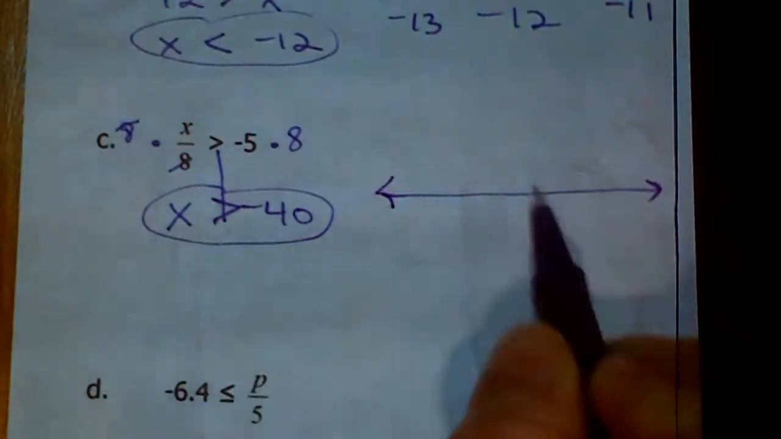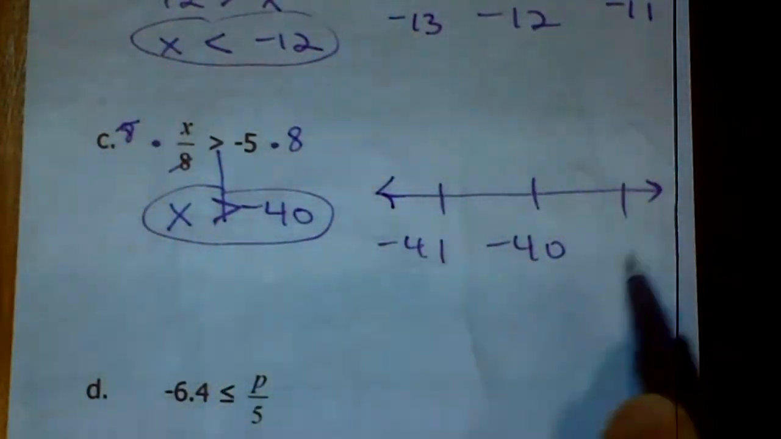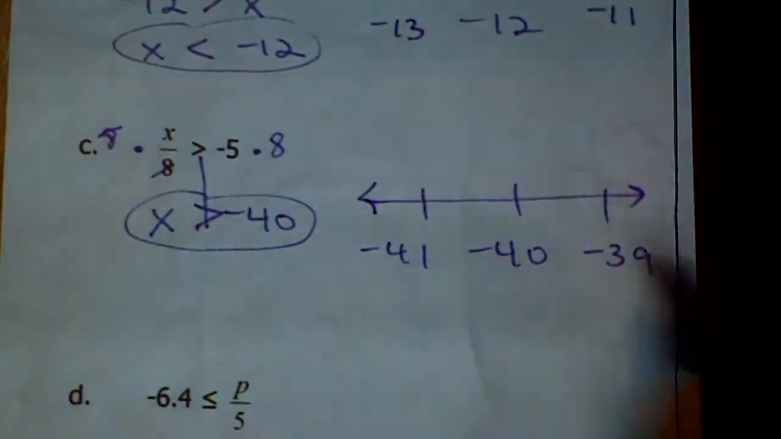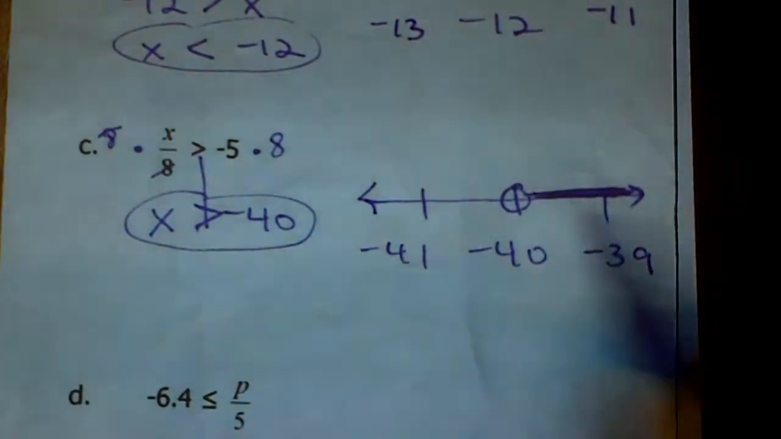I'm going to write negative 40 in the center. To the left, negative 41. To the right, negative 39. If x is greater than negative 40, it means it can't be negative 40, so I'm going to use an open circle. And I'm going to shade the values to the right.